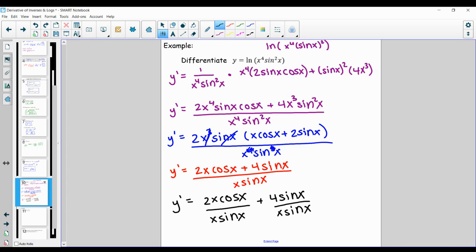Okay, so when I do this, I can cancel out the x's here. I can cancel out the sines here. So on this left term, I have 2 cosine x over sine x, and cosine x over sine x is really cotangent. So I can write this as 2 cotan x plus, and I've canceled out the sine x's, so 4 over x. That is my most simplified derivative.